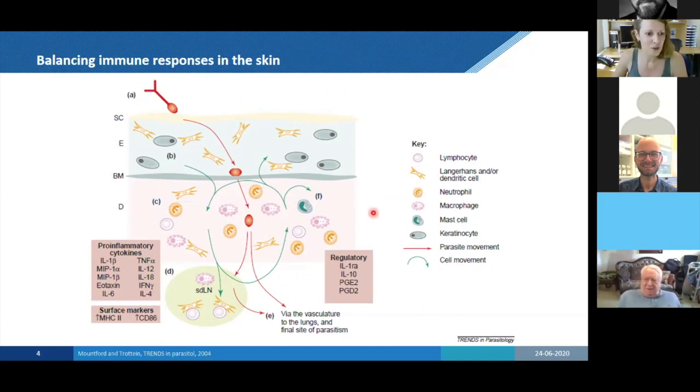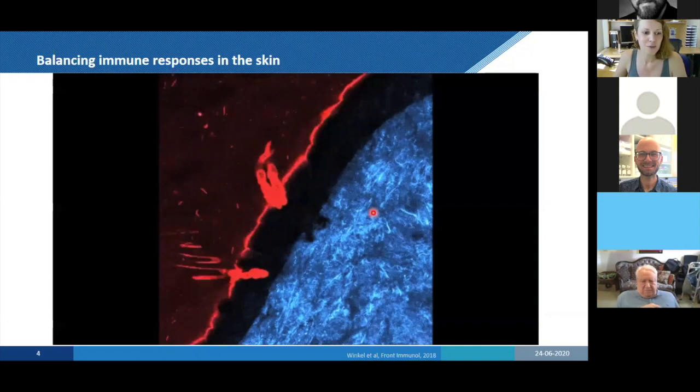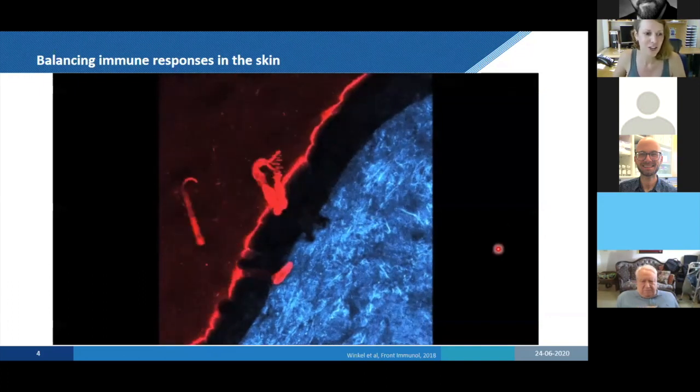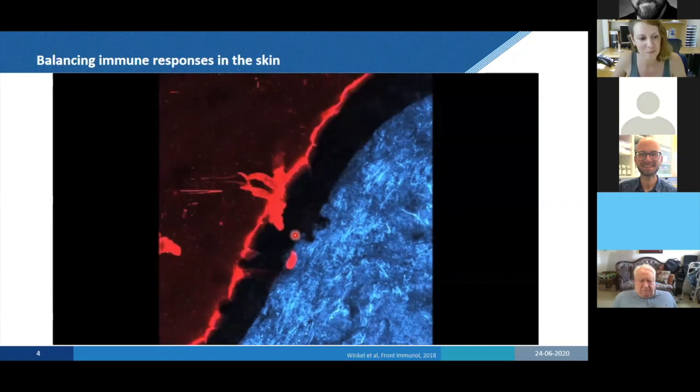And some colleagues of mine have actually published some really nice data on how this skin penetration happens. They fluorescently labeled Cercaria and then added them to a skin biopsy. And here you can nicely see how these parasites enter the skin of their host, finding their way to blood vessels.